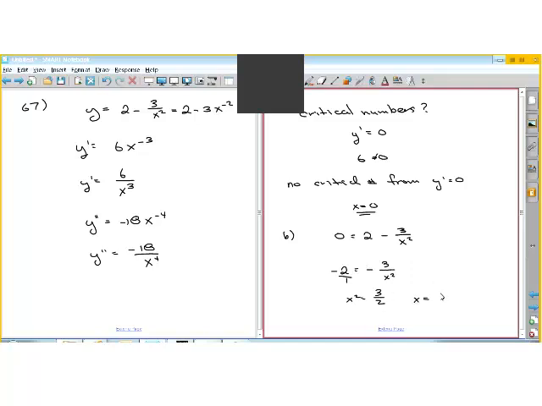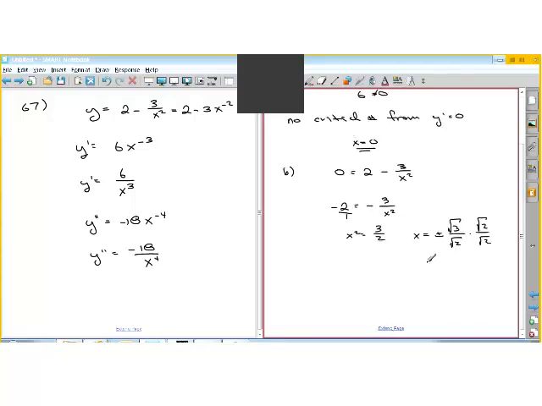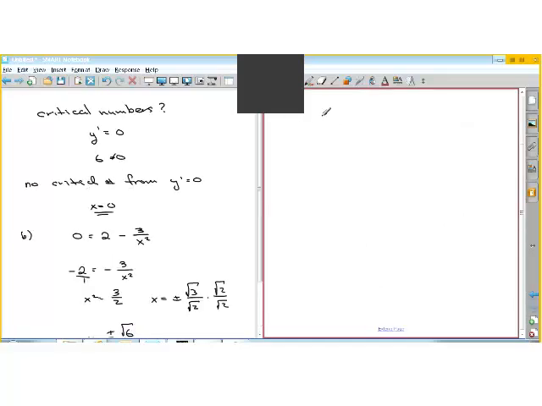Then you can take the square root, and what we get is plus or minus the square root of 3 over the square root of 2. And if we multiply by the square root of 2 divided by the square root of 2 to get the radical out of the denominator, the denominator becomes 2, and the top becomes the square root of 6. So we get plus or minus the square root of 6 over 2. So we have 2 x-intercepts.